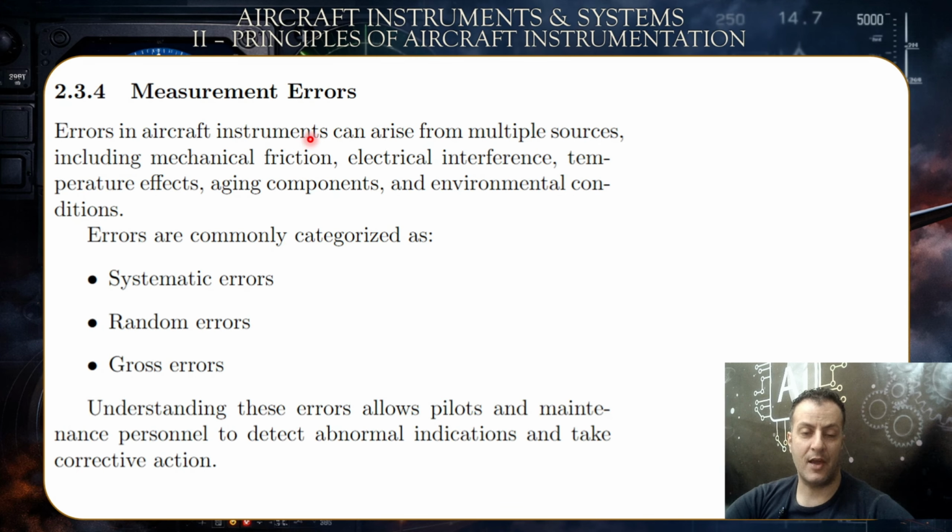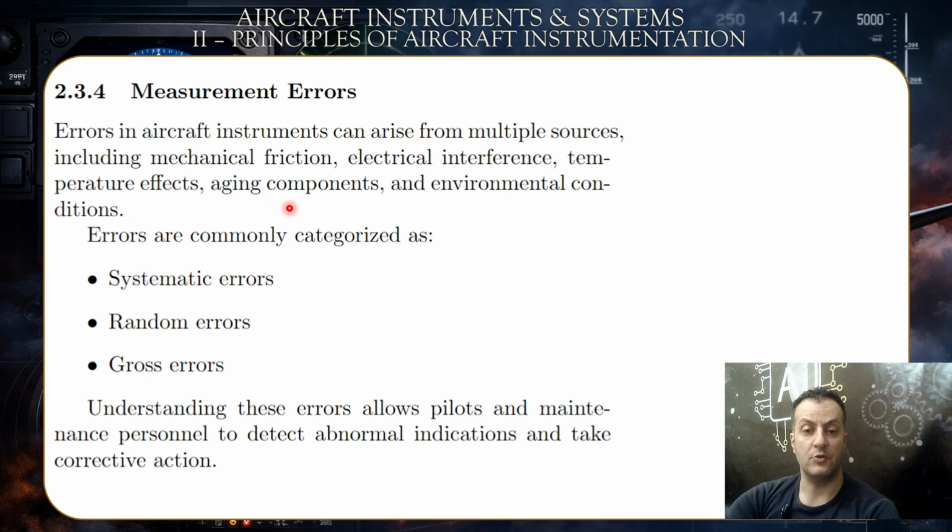Measurement errors. Errors in aircraft instruments can arise from multiple sources, including mechanical errors due to friction, electrical interference when we're talking about electrical instruments, and also temperature effects. Temperature can create noise, especially in receptive systems like receiving antennas and different electronics. The change of temperature can change the impedances or the resistance of different components, leading to errors in reading.